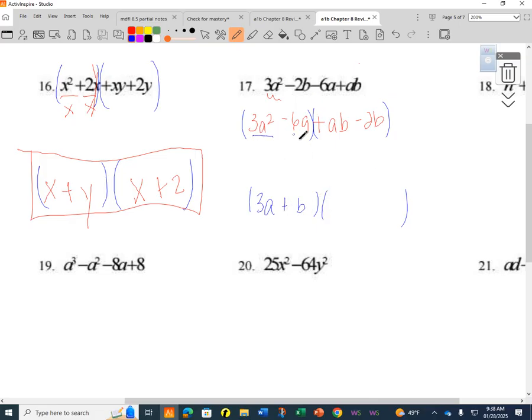So now we would divide by 3a. So that's going to be 3 divided by 3 is 1, a squared divided by a is a. Negative 6 divided by 3 is negative 2, and a divided by a is 1, so that would be our final answer. So rearrange to put those terms next to each other that have a common factor, especially for the first two. Okay?